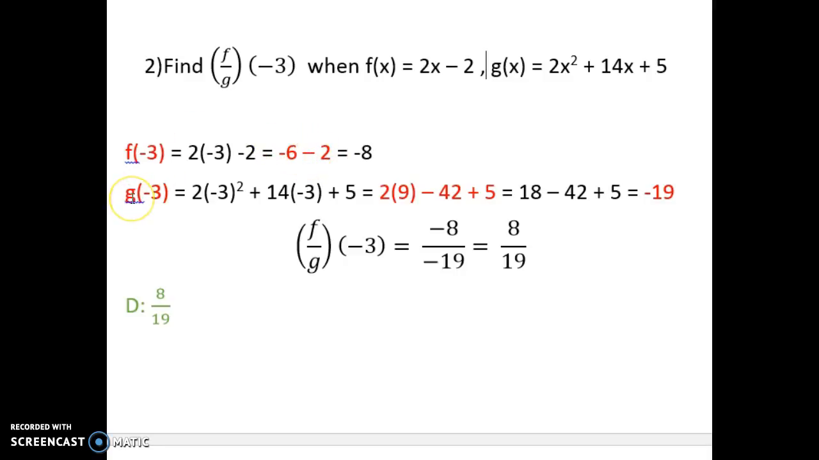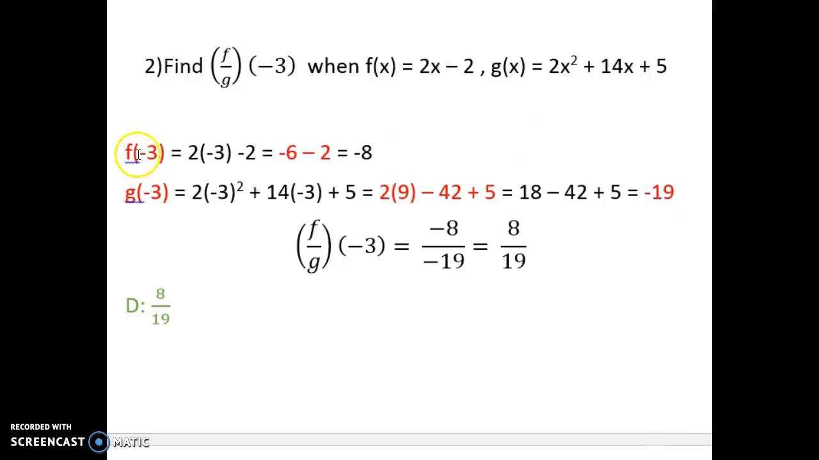And for g of negative 3, again, plug in a negative 3 everywhere you see an x, so here and here. So once you plug them in, then on the next step, negative 3 squared is 9, and 14 times negative 3 is negative 42. And then 2 times 9 changes to 18. And then if you perform these subtractions and additions, you should end up with negative 19.